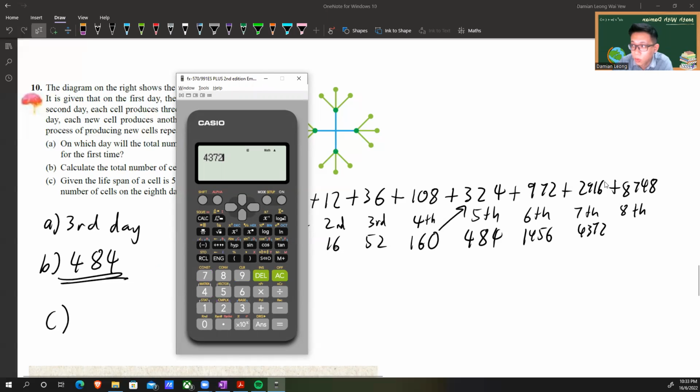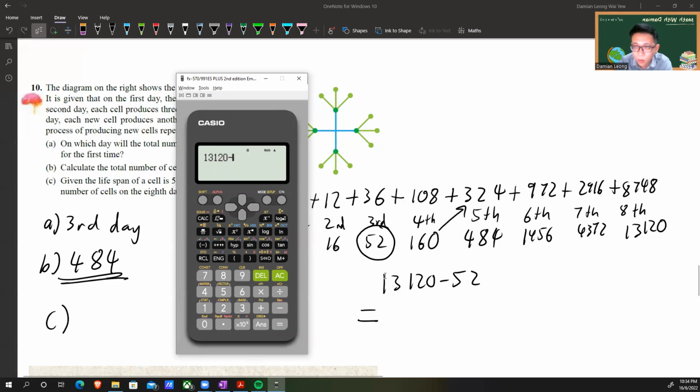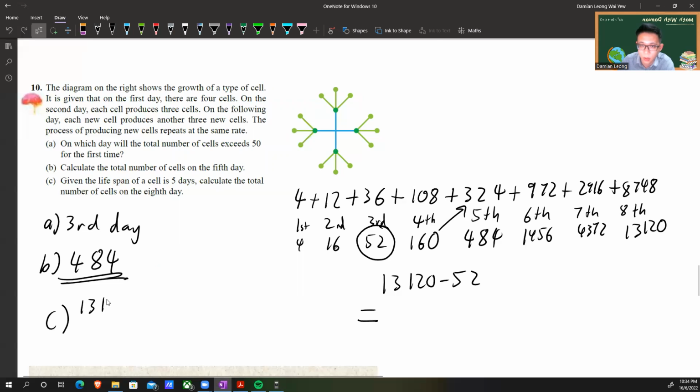4372 plus 8748 is 13120, and then I minus back the ones that died from the first 3 days, because they only survived 5 days. So only from the 4th to 8th will survive. So it means I minus back the 52. 13120 minus 52 is 13,068. That's how you can get it.